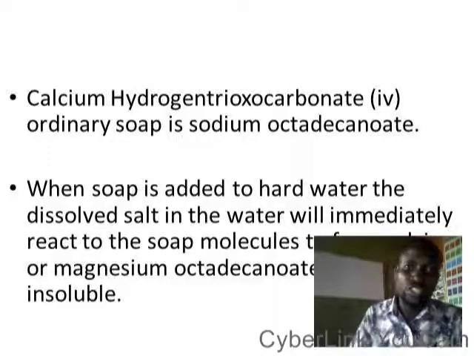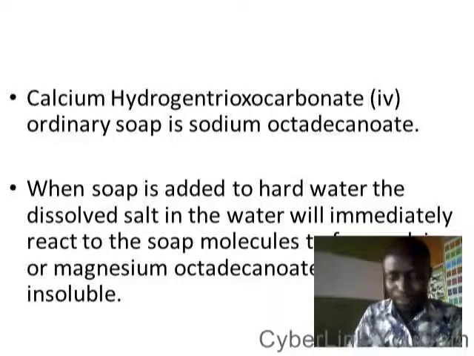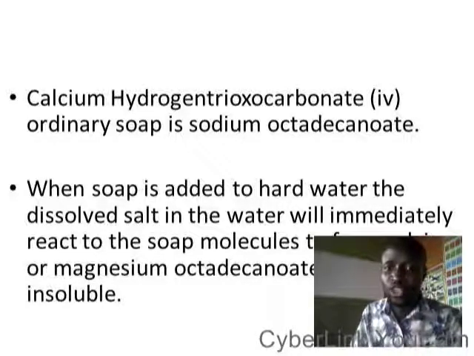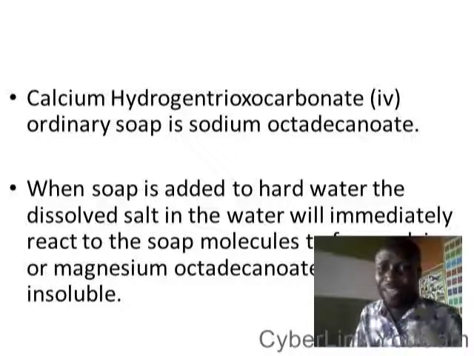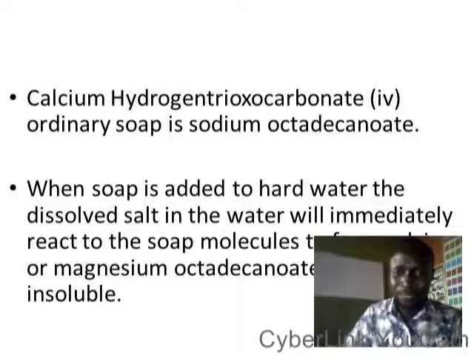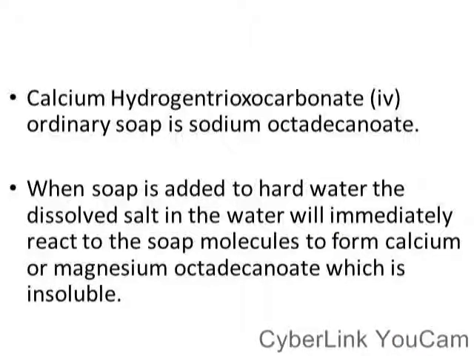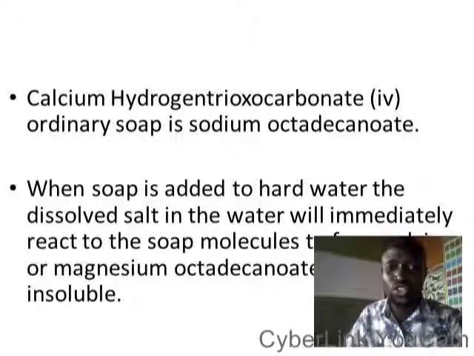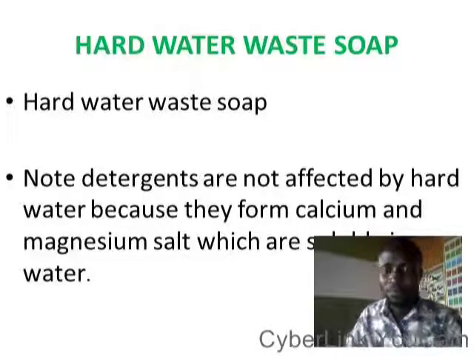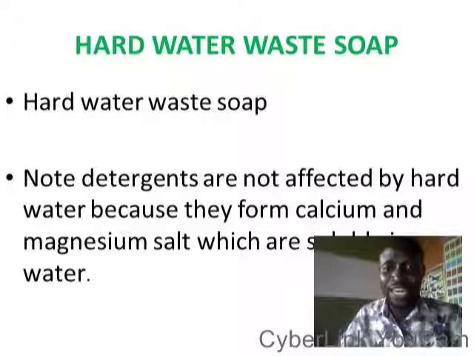Ordinary soap is sodium octadecanoate. I repeat that. Ordinary soap is sodium octadecanoate. Octa is 8. Decanoate is an organic compound with 10 carbon atoms. So this is 8 and 10. That is 18 carbon atoms having sodium as the only metal there. When soap is added to hard water, the dissolved salt in the water will immediately react with the soap molecules to form calcium or magnesium octadecanoate, which is insoluble. Let us go on. Hard water wastes soap.